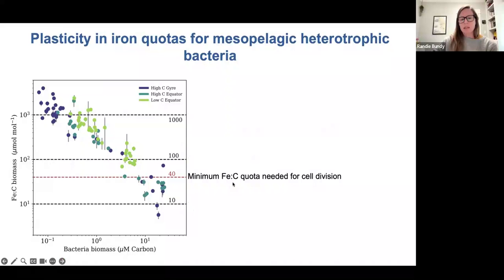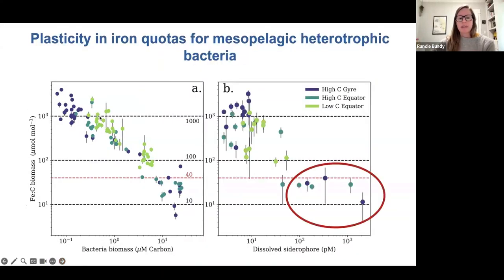We wanted to try to glean from this range of quotas whether there was some minimum iron to carbon quota that seemed to be needed for cell division by bacteria. That's what we calculated here in this red line. It was about 34 to 40 micromoles per mole. So we could interpret this to be a minimum quota where, below this, bacteria might be stressed for iron.